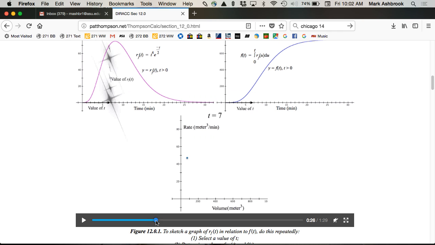Nice job. So t equals 7. Rate, volume. Volume goes on the horizontal axis. Rate goes on vertical. Gives us another point. And so we can keep doing that. Here's t equals 9. T equals 11. So we get the idea. Each time we'll generate a correspondence point of volume and rate. And then we can plot that point.